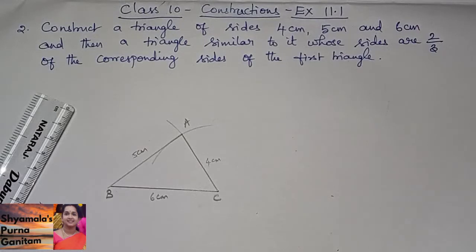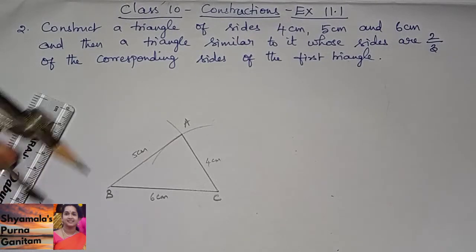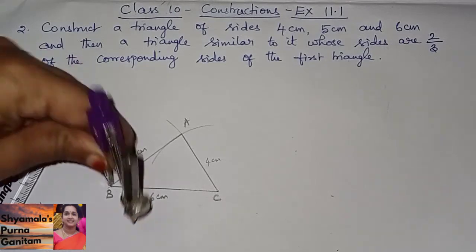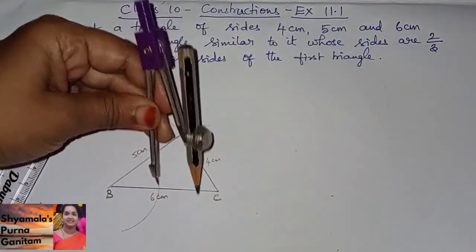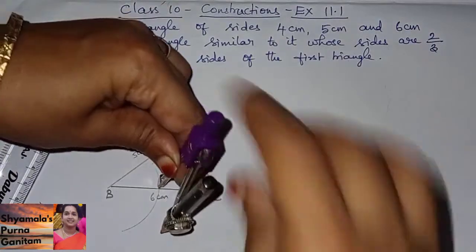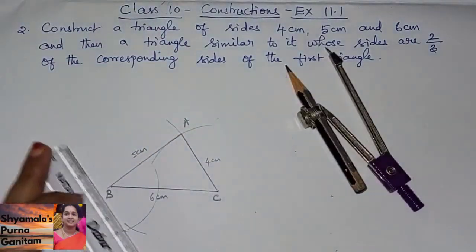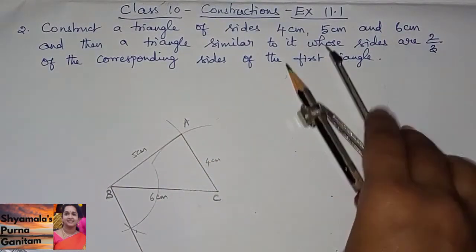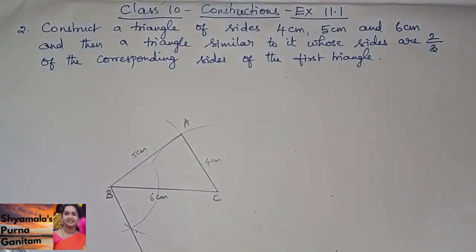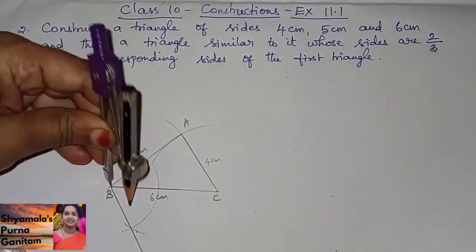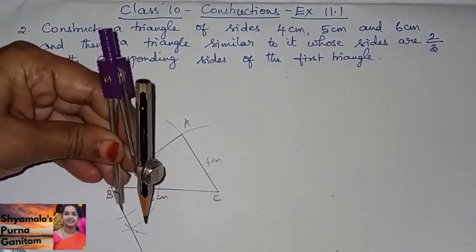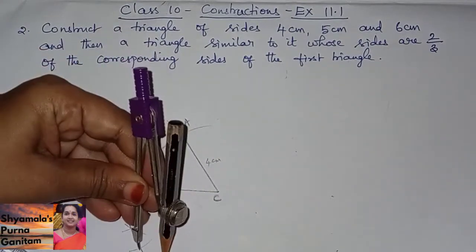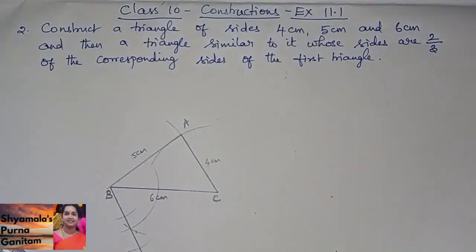Now with the scale factor we are going to construct a similar triangle to this. For constructing this, since BC is the base of the triangle, with B as center, we'll construct an angle of 60 degree using compass. So this is 60 degree. Then 2 by 3 is the scale factor. So we'll take any measurement and with B as center, we'll cut 3 arcs. So that is 1, 2, and then 3 arcs we'll cut.